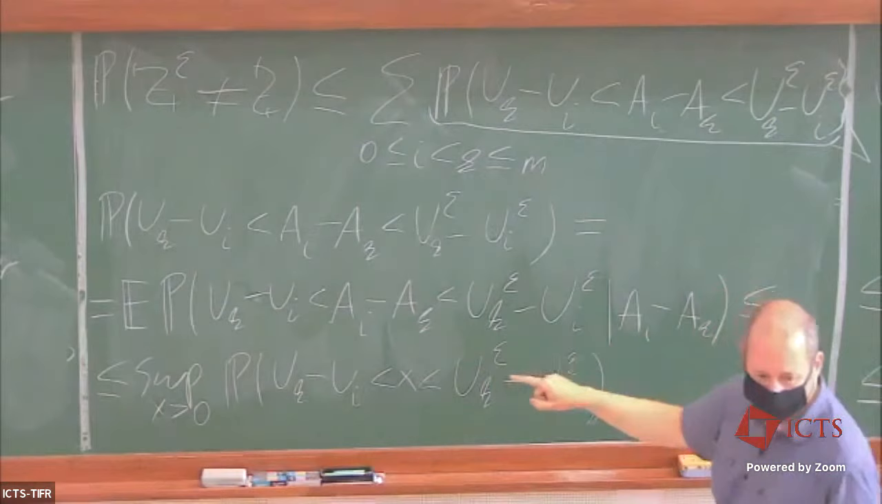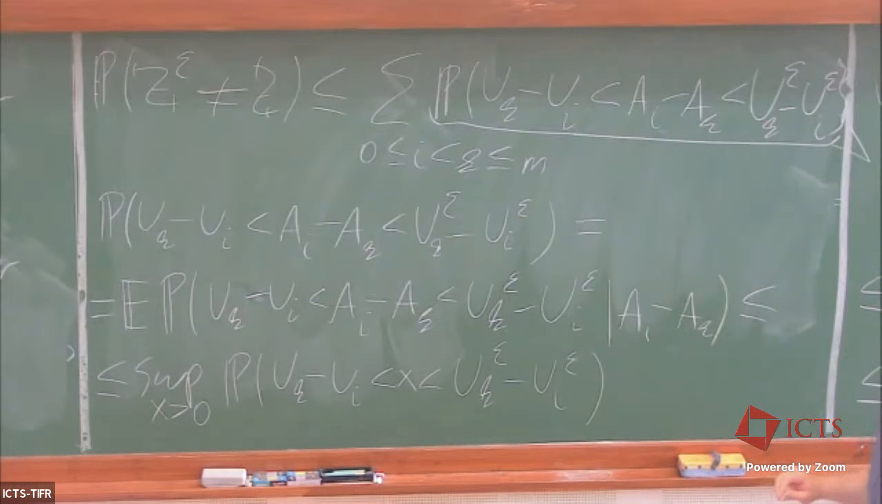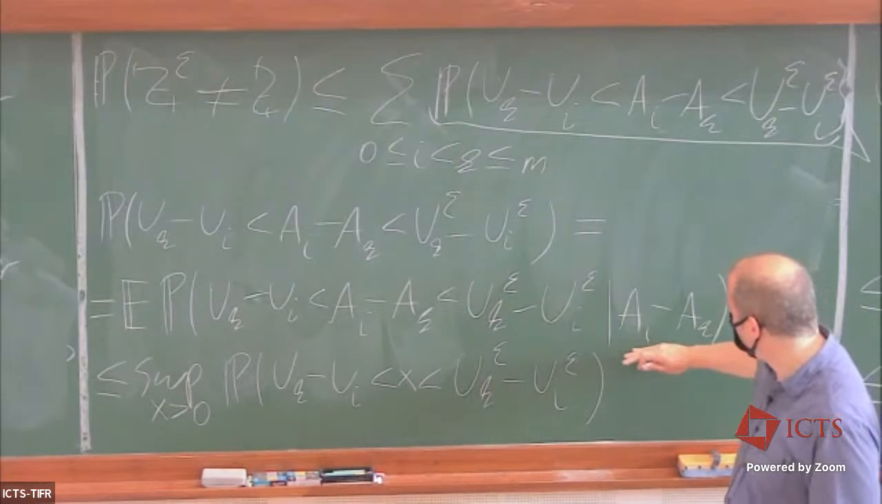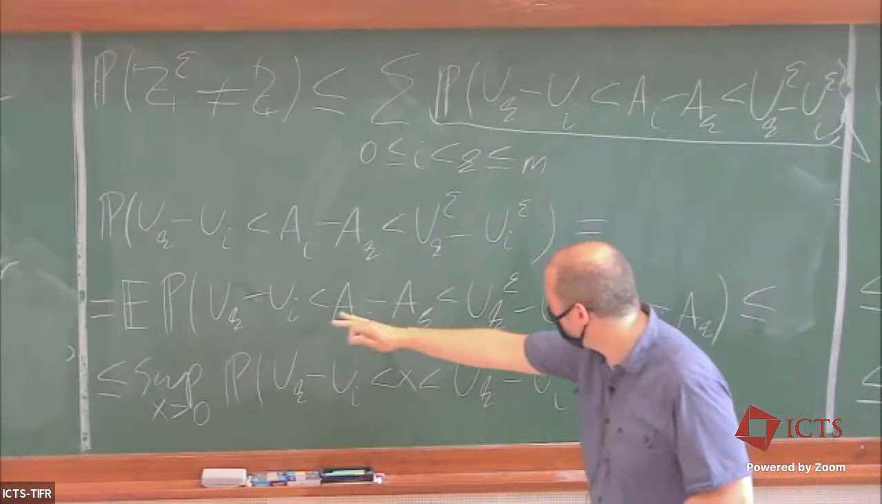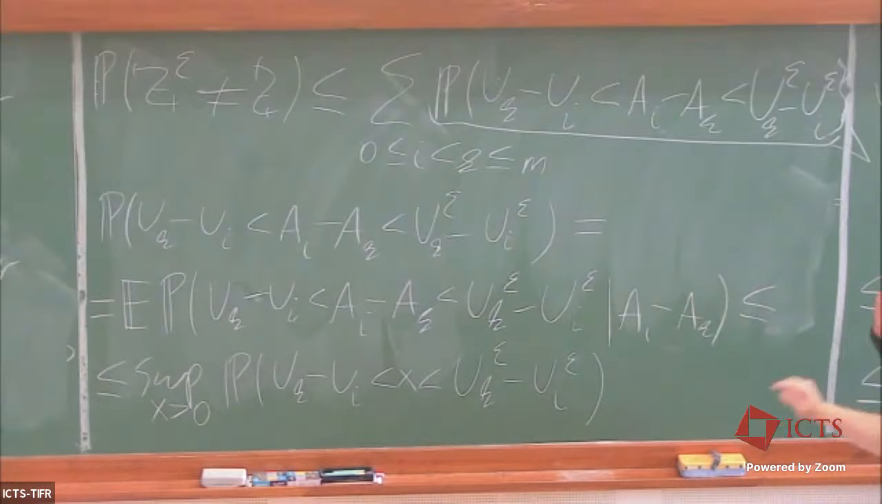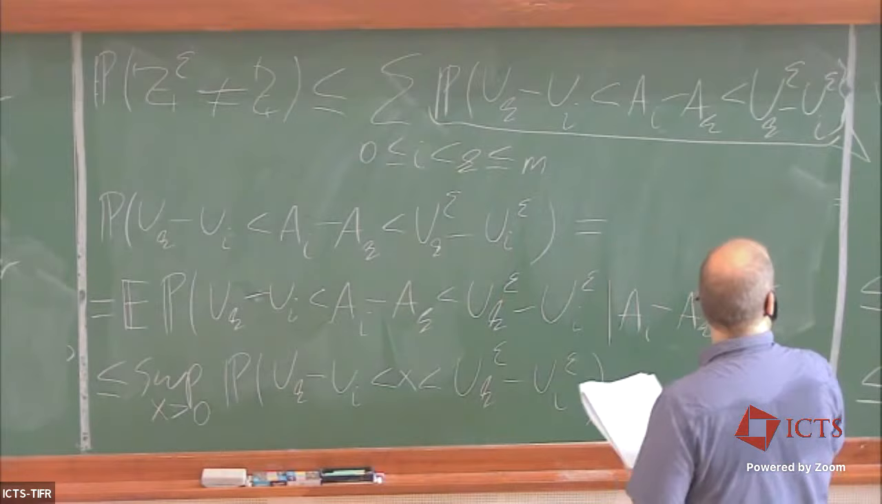What else did I use here? I used one more thing. Yes, but there is one more thing that's important. When I drop this conditional, I also use independence. I use that the U's are independent of the A's. Okay? So it's not the conditional distribution of U's, it's the overall distribution of the U's because they're independent of the A's. All right? These are the two things I used. Okay, good.